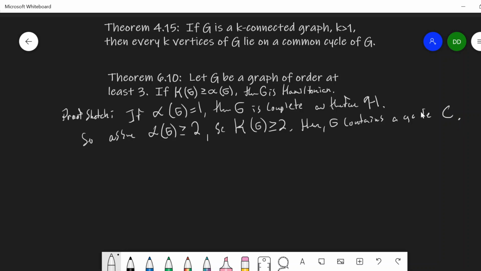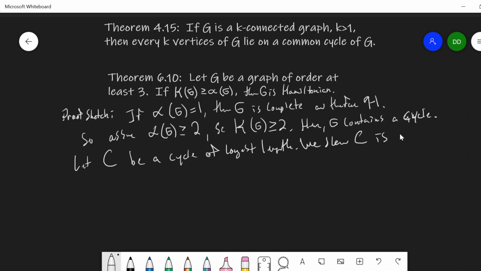A cycle C. So let G contain a cycle. The graph has at least one cycle in it. Let C be a cycle of longest length. We show C is a Hamiltonian cycle. That's what we want to show here, that a cycle of longest length contains all the vertices.